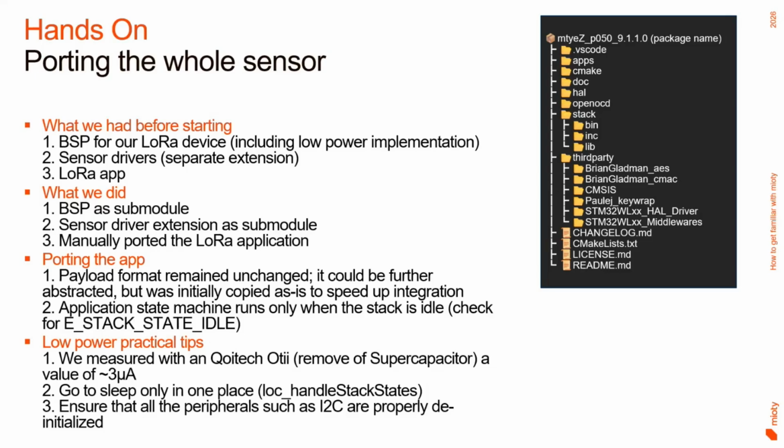What we did was use the BSP and the sensor drivers as submodules. In the end, we decided to manually port the LoRa application. When we ported the app, we decided to leave the payload format unchanged. This could probably be further abstracted later, but we initially just copied it as is. Basically, we had the first raw version of the sensor ported within less than a day. And then something important to look out for, which Mario also already mentioned: make sure that your app state machine is only running when the stack is idle.